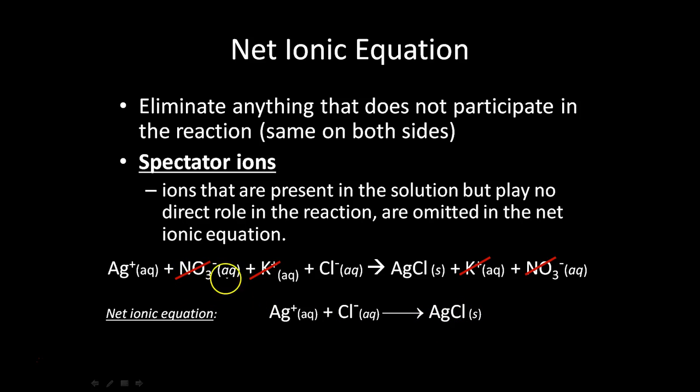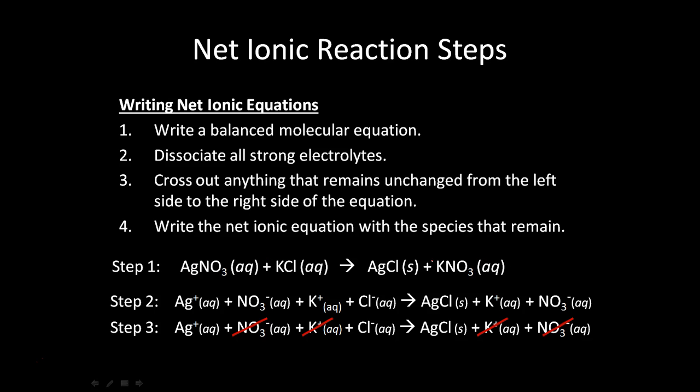The things that have been crossed out are what we call spectator ions. So the nitrate and potassium are the same on the reactant and product side. So we see these two species not having changed from the reactant side to the product side, and so we consider them spectators.